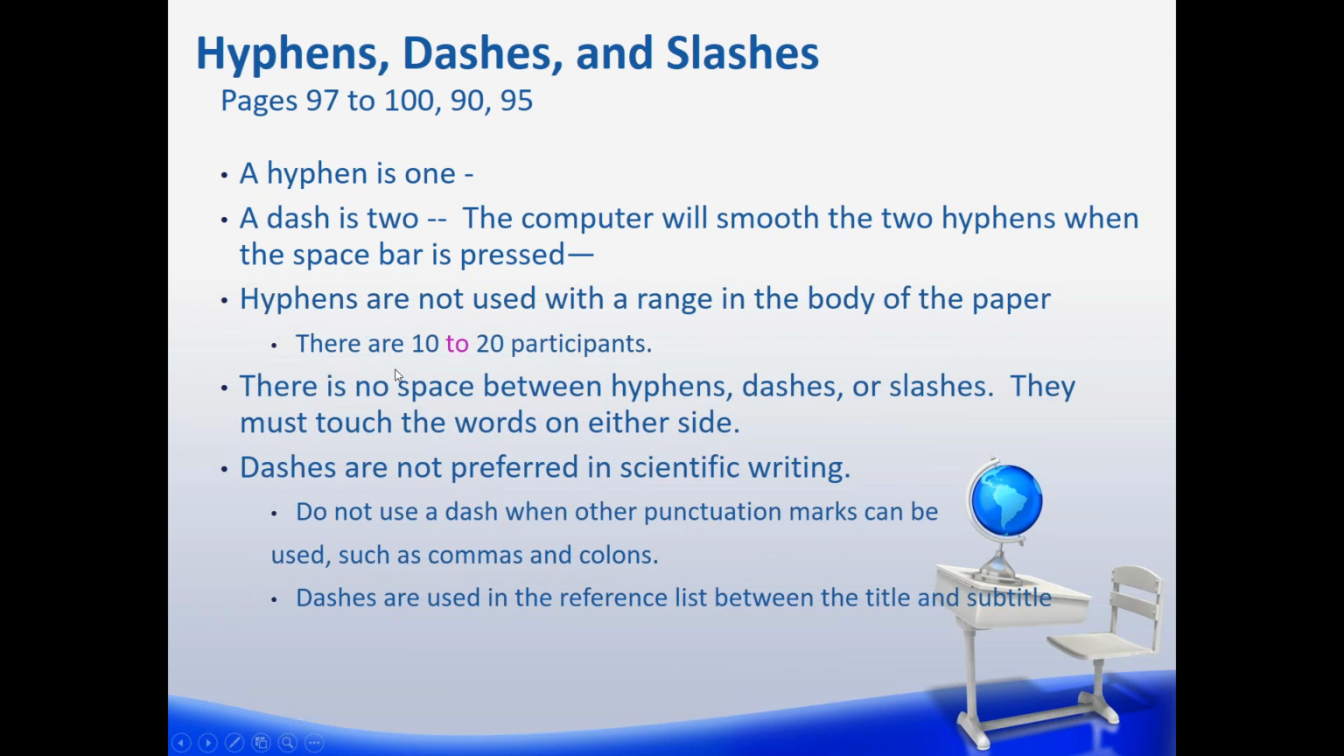And then we can't use a hyphen in the body of the paper with a range. You have to spell out 2. And then there's no spaces between hyphens, dashes, and slashes. They have to touch the words on either side.